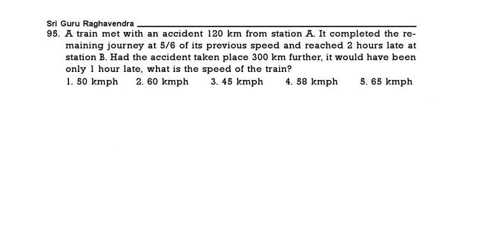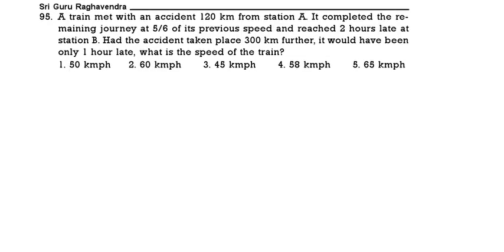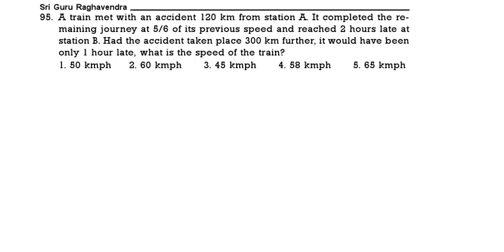Next question. A train met an accident 120 kilometers from the station. It completed the remaining part of the journey at 5 by 6 of its speed and reached 2 hours late. Had the accident taken place 300 kilometers further, it would have been only 1 hour late. You take only this point; only this point is needed to answer the question.